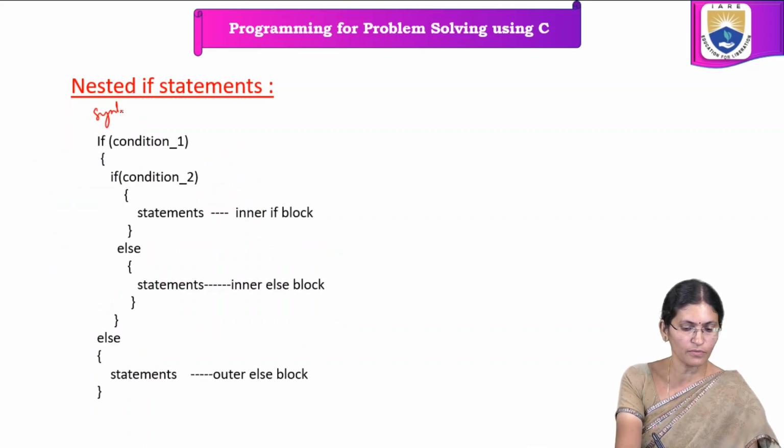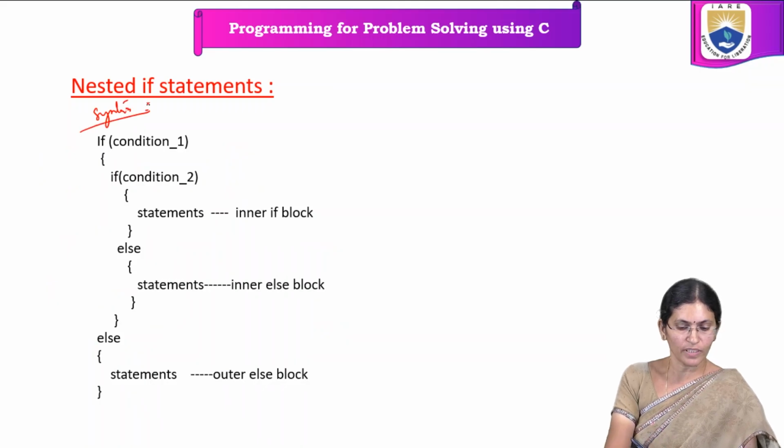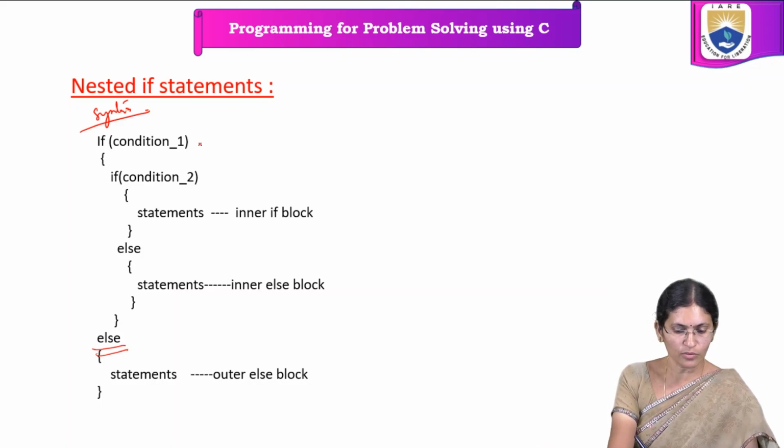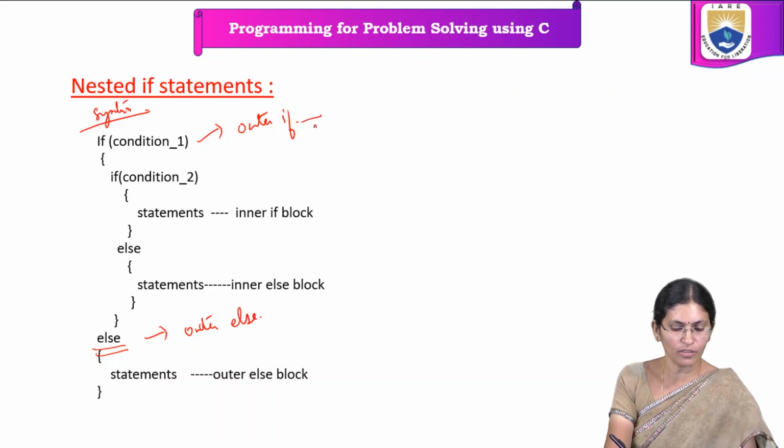Next, another form of nested if statements. So we can extend and include the else block here also. So we have the outer if and this one is the outer else. Outer if block you have and outer else block also you have. So this is also an extended form of nested if statement. So nesting of if else statements. If else statements are nested in the if condition here.